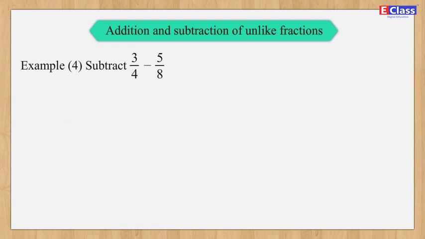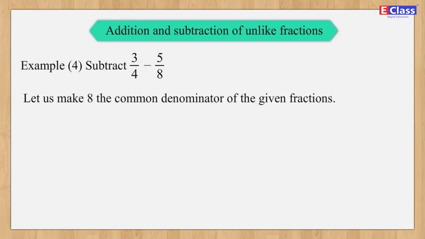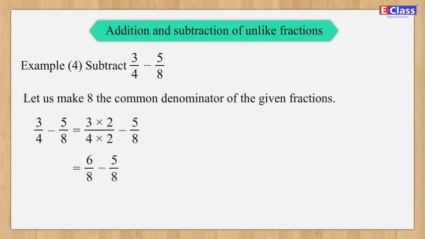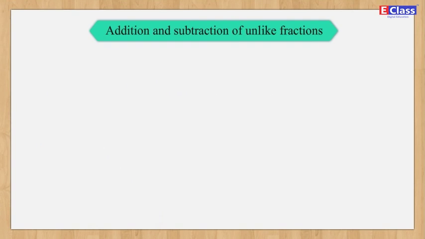Example 4. Subtract 3/4 minus 5/8. Let us make 8 the common denominator of the given fractions. 3/4 minus 5/8 is equal to (3 multiplied by 2)/(4 multiplied by 2) minus 5/8, which is equal to 6/8 minus 5/8, which is equal to (6 minus 5)/8, which is equal to 1/8.